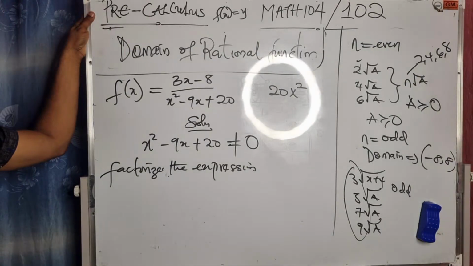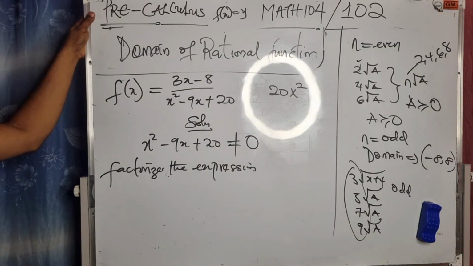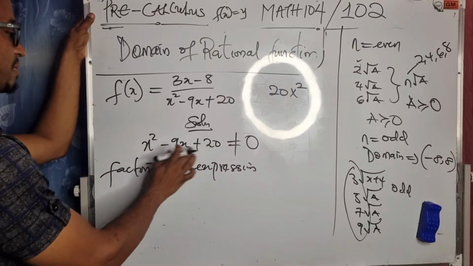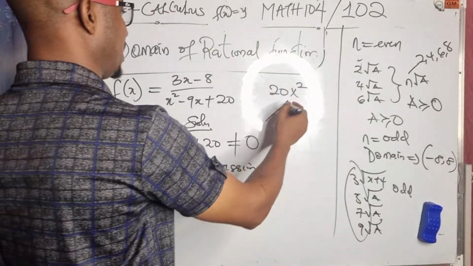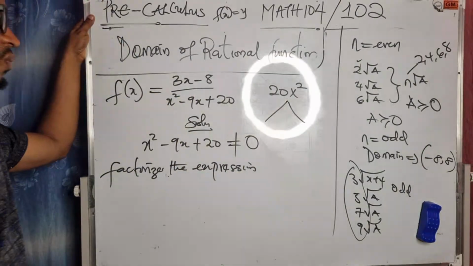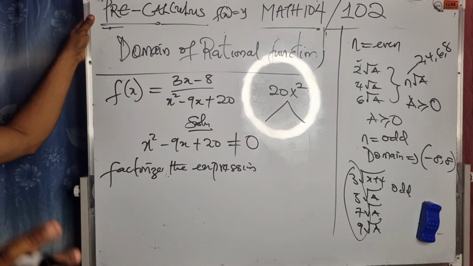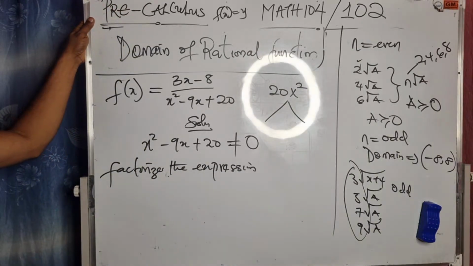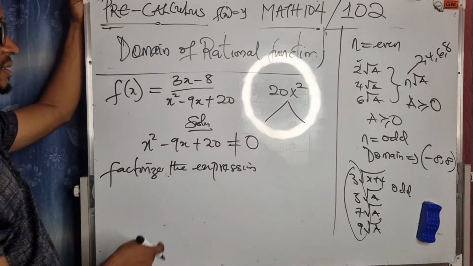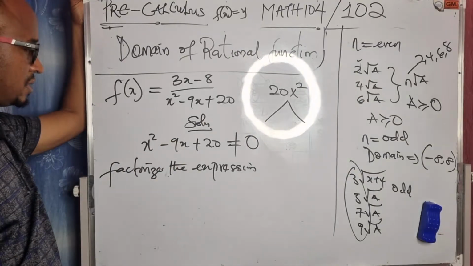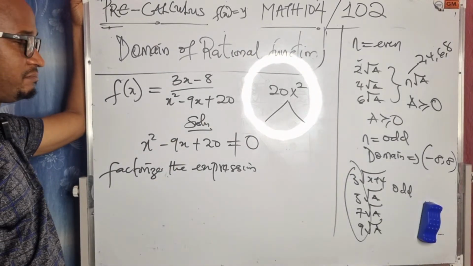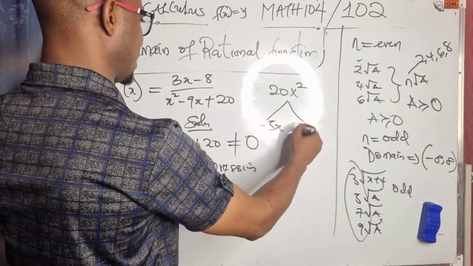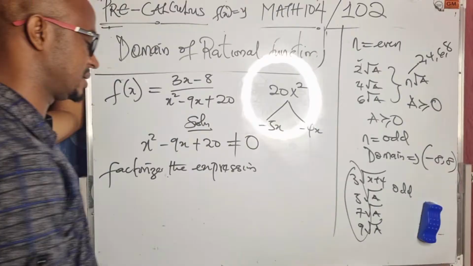I want to believe we all know how to factorize a quadratic expression, right? So the first term and the last term, when you multiply them, we have 20 s squared. We have to think of two numbers that when you multiply them, the result must be 20 s squared. But when you add them or subtract, the result must be minus 9x. That should be minus 5x and minus 4x, right?